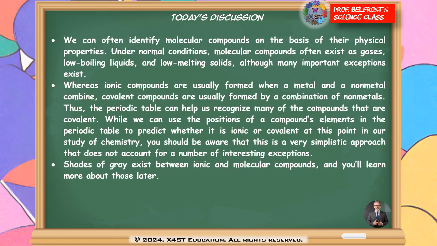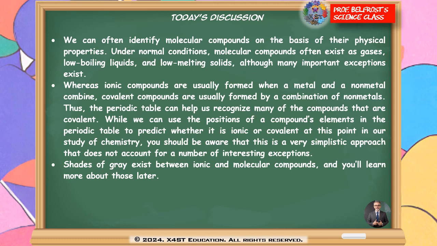We often identify molecular compounds on the basis of their physical properties. Under normal conditions, molecular compounds often exist as gases, low boiling liquids, and low melting solids, although many important exceptions exist. Whereas ionic compounds usually form when a metal and a non-metal combine, covalent compounds usually form when non-metals combine. Thus, the periodic table can help us recognize many of the compounds that are covalent.